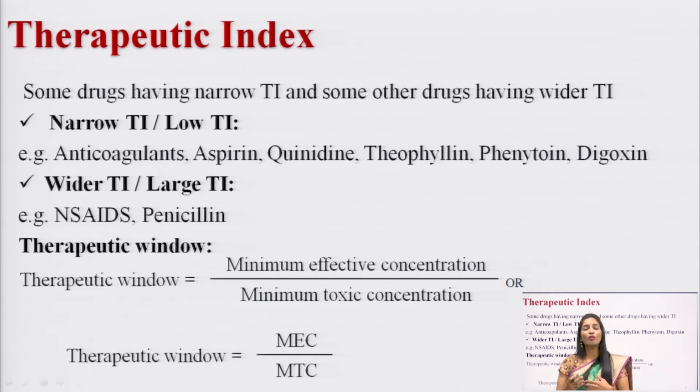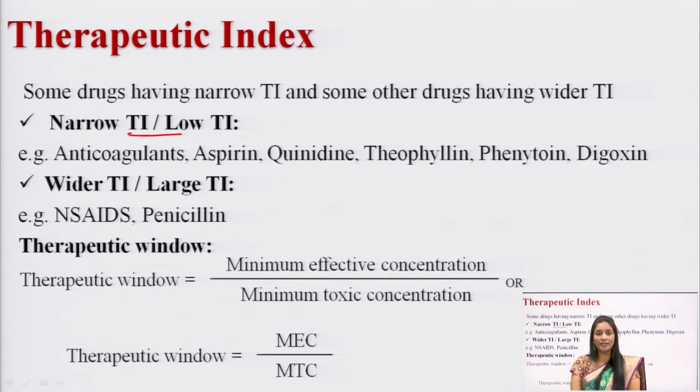So by taking these drugs you have to be careful, because a slight increase in dose also causes an increase in toxicity. Specific drugs that come under narrow therapeutic index are anticoagulants, especially warfarin. Warfarin is an anticoagulant which falls under narrow therapeutic index. Apart from warfarin, aspirin is also a narrow therapeutic index drug. Quinidine is an anti-arrhythmic drug, so it is also a narrow therapeutic index drug.